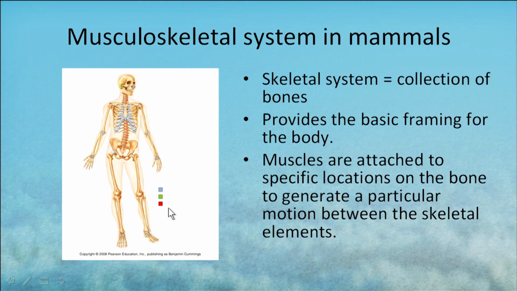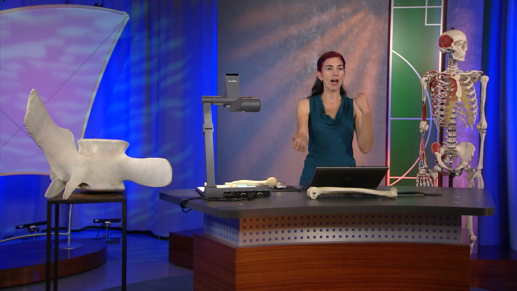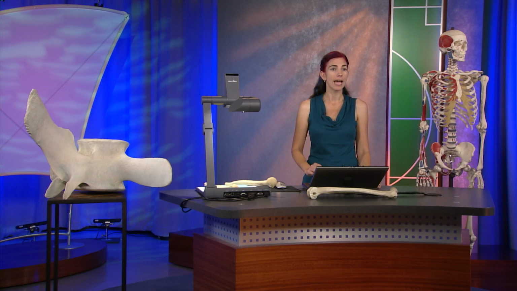The skeletal system provides the framework for the body. So it's basically the outline of what your body shape is going to look like. The skeletal system is just the collection of bones. And when you have your collection of bones, the muscles are actually going to be attached to the bones at specific locations, and where they're attached allows you to generate a particular motion. So the skeletal system is the framework, and then when you flex muscles, it allows you to move that skeletal system and generate a directed type of motion.